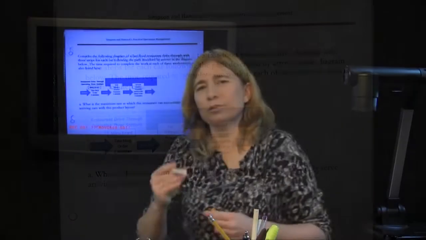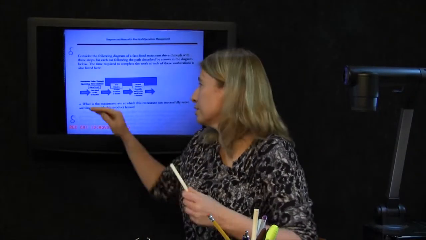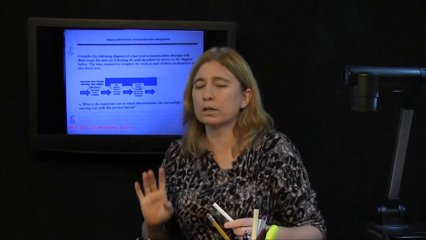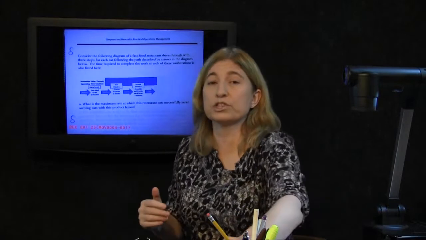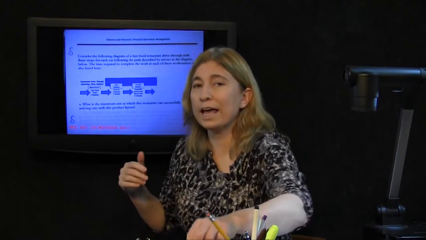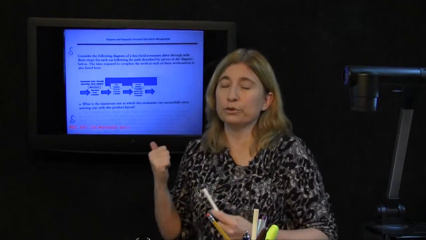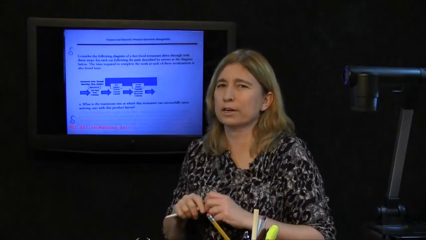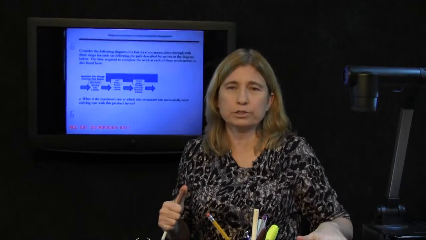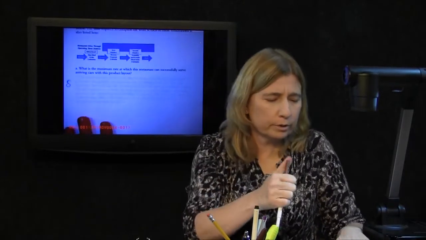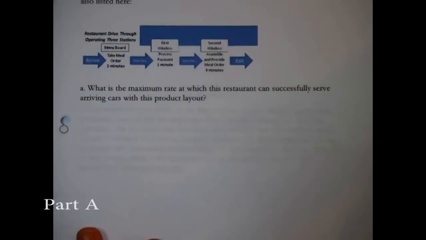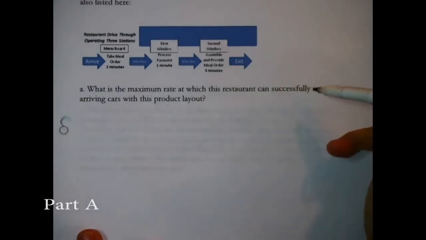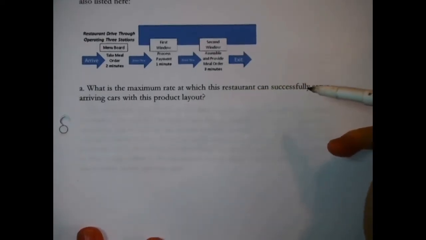Now, here's the key. This is, in fact, a product layout, which means that all the concepts and relationships of cycle time relate to this fast food drive-through. That's what the questions are asking about. All right, now speaking of the questions, what's the first one? What is the maximum rate at which the restaurant can successfully serve arriving cars at this product layout?